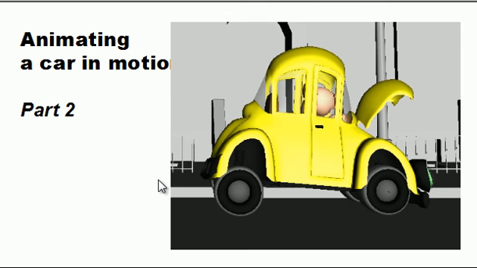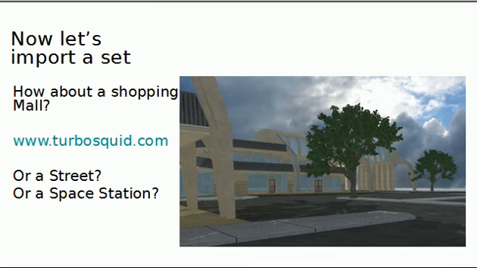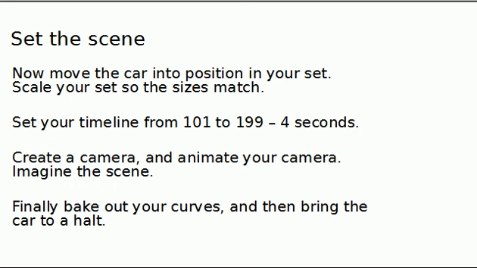Then we go on to part 2 of the exercise, which is to animate the car in motion. For some reason the end of motion has disappeared there, not quite sure why, but that's our next bit, is to take our cycle, which we've animated, and put it in a context, put it in a scene. And what I'd suggest you do is go to a website like TurboSquid or the free 3dmodels.com, download a set, maybe a shopping mall, a street, a space station, wherever you want your car to be, whatever the idea is that you've got for this car, and then import that into your shot. Obviously then move your car into position.